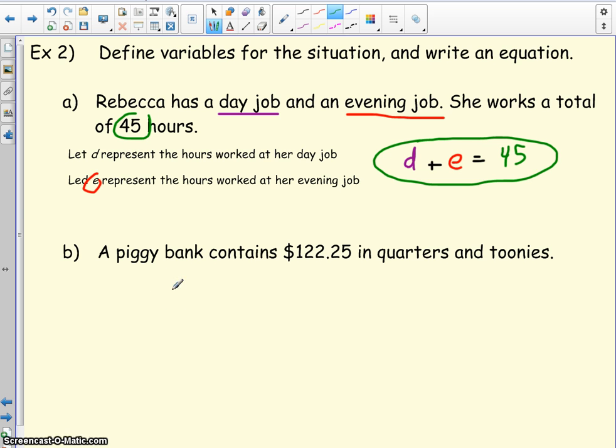A piggy bank contains $122.25 in quarters and toonies, and basically we're trying to find an equation representing the number of quarters and toonies. So that will be your two unknowns, number of quarters and number of toonies. So take a minute, write out let statements, define your variables, and write an equation that you think will represent this situation. Okay, push play when you're ready to see the answer.